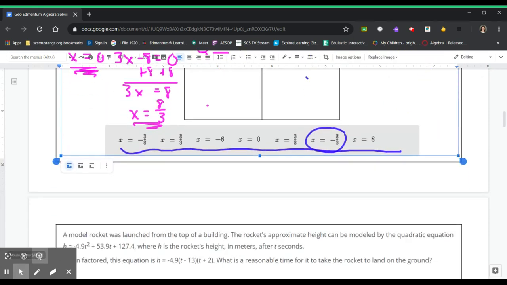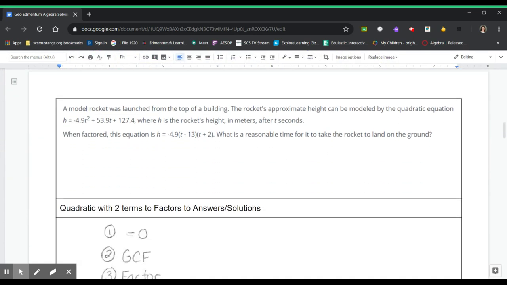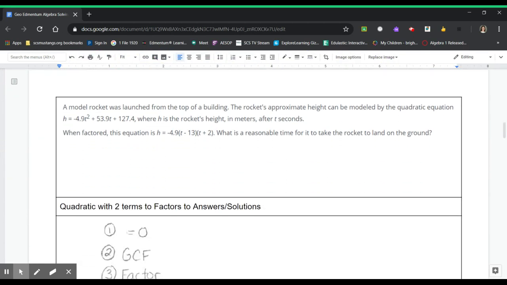All right, another type of problem that they could give you is one that looks like this. With this one, we've got a model rocket being launched from the top of a building. Its height can be modeled by the quadratic equation given there, where h is the rocket's height in meters after t seconds. When factored, the equation is this. What is a reasonable time for it to take the rocket to land on the ground?